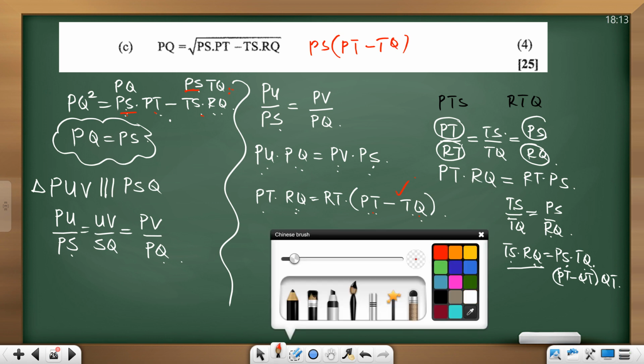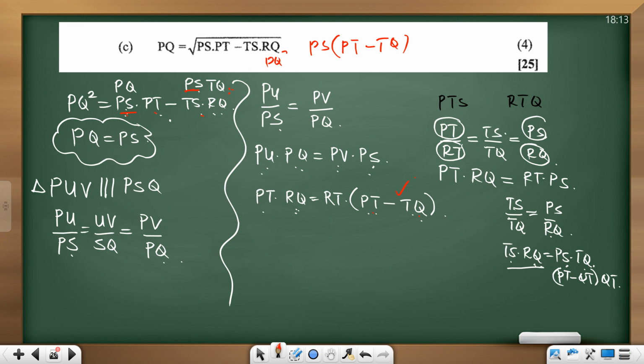Okay, just wait. From the question, we are saying PQ squared equals to what? PS into bracket what? PT minus TQ. Is that fine? What is our PT minus TQ? We said it is PS. So basically, if we can prove that PS squared equals to what?